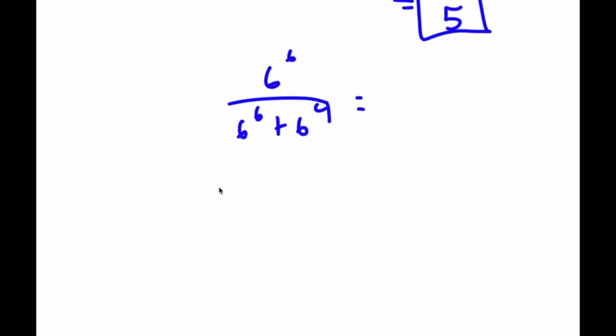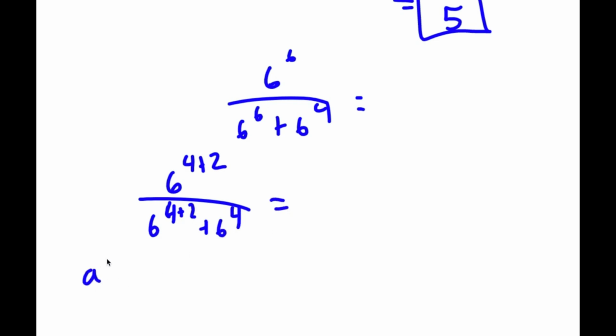All right, so now to solve this problem, I am first going to write 6 to the power of 6 as 6 to the power of 4 plus 2. I'm going to rewrite 6 to the power of 6 in our denominator again as 6 to the power of 4 plus 2, and we have 6 to the power of 4 here.